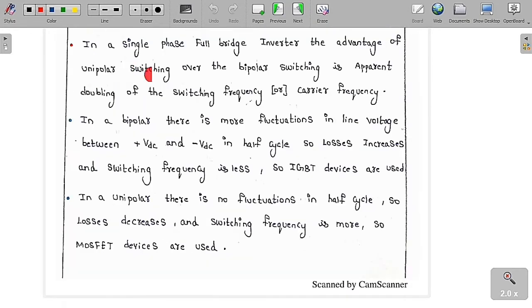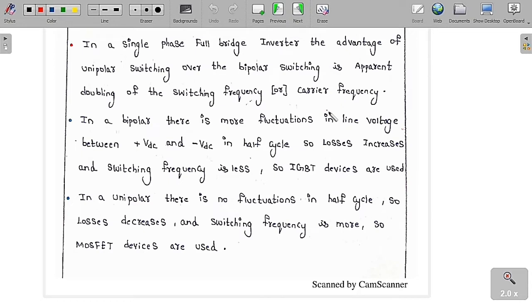In a single phase full bridge inverter, the advantage of unipolar switching over the bipolar switching is apparent doubling of the switching frequency or carrier frequency.